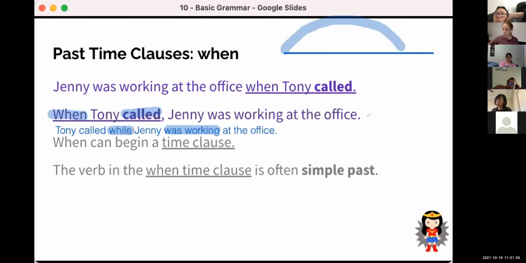Thank you, I got it. Okay. The time clause with when uses the simple past. The time clause with while uses the past progressive. This allows us to talk about two actions, both in the past, and how those actions are connected to each other. How are they related in time to each other?